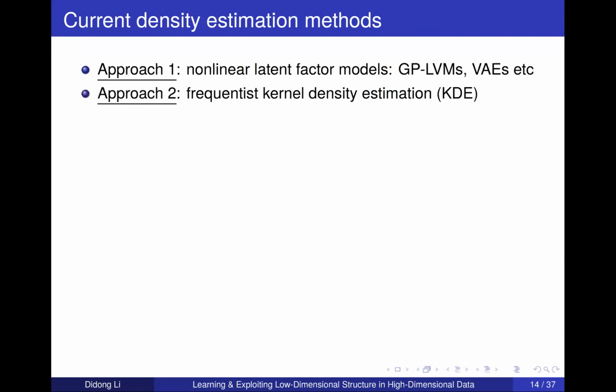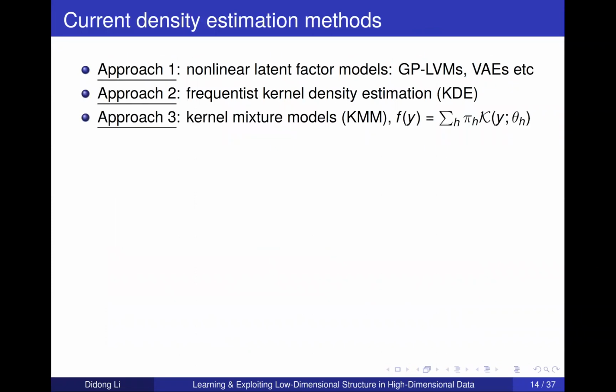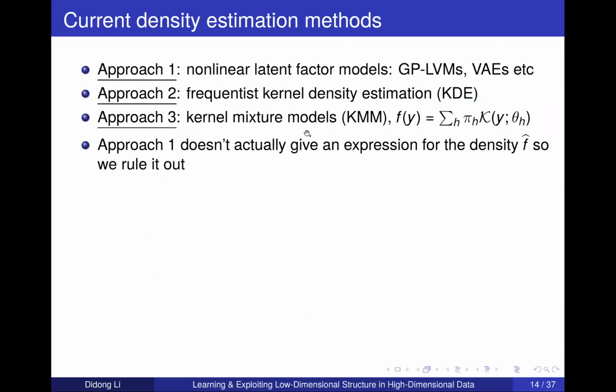Approach two is frequentist kernel density estimation. Approach three is the kernel mixture model, where K denotes the kernel, pi_h is the weight of the h-th component, and theta_h is the parameter for the h-th component. This summation can be finite or infinite depending on how you mix the kernel. Approach one doesn't give us an expression for the estimated density f hat, so we rule it out.